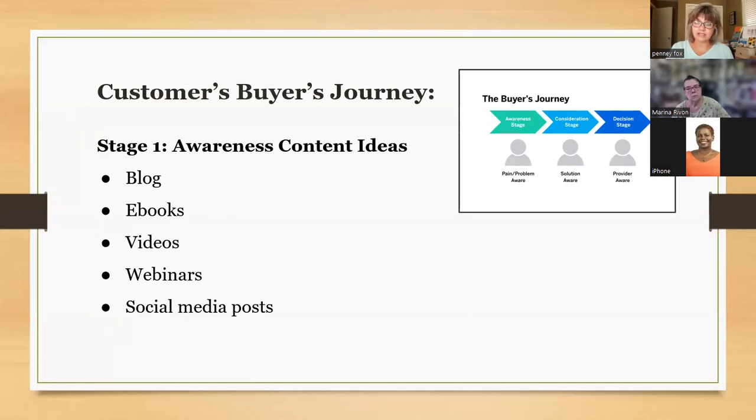And some content ideas that we've talked about before, but I'm going to bring them up again for the stage 1 awareness content ideas: blog, ebook, videos, webinars, social media posts. All of that kind of stuff is really, really great for the awareness, but we want to make sure that we're trying to create some active content within that. So if there's a blog in there, we want to make sure that maybe there's an opportunity that the blog could send them someplace else.